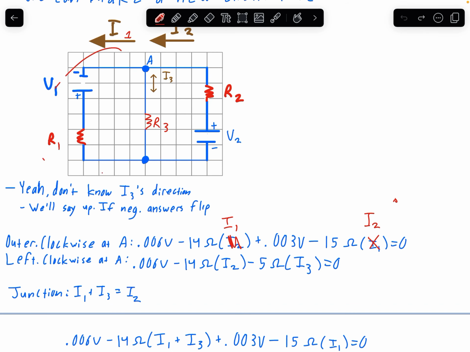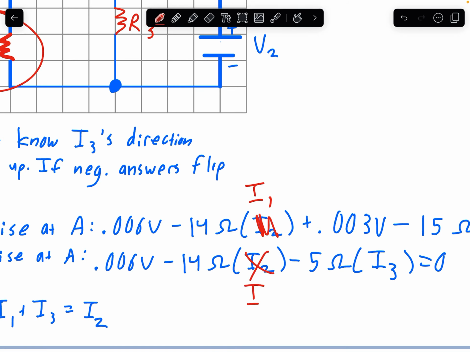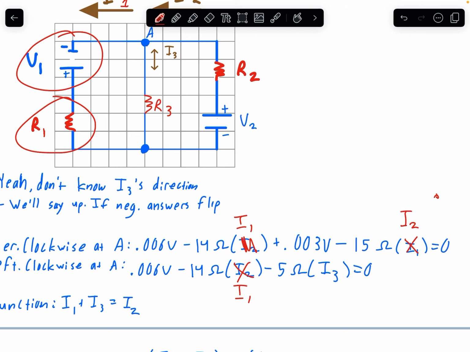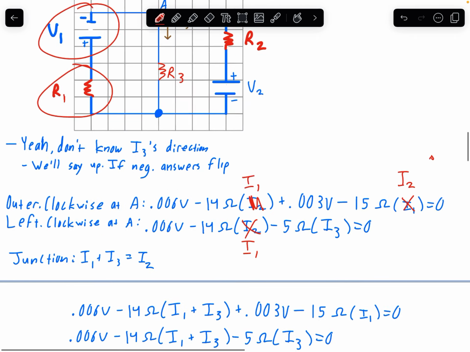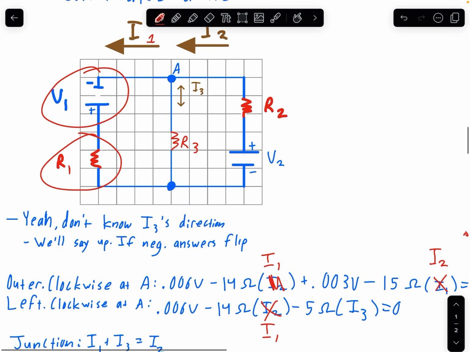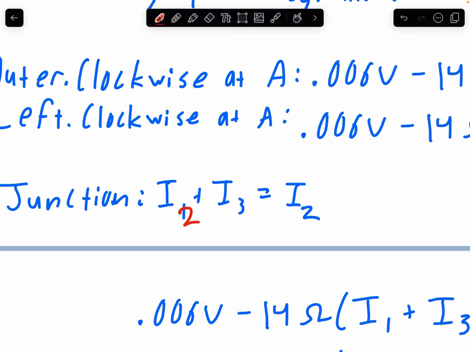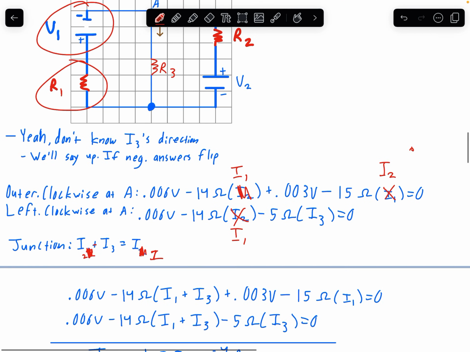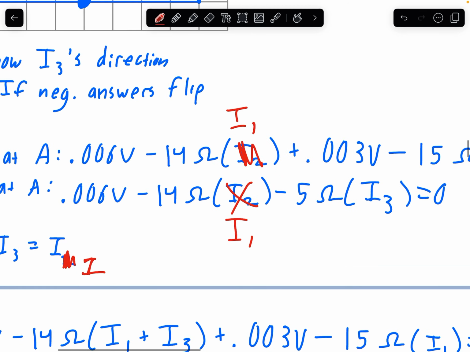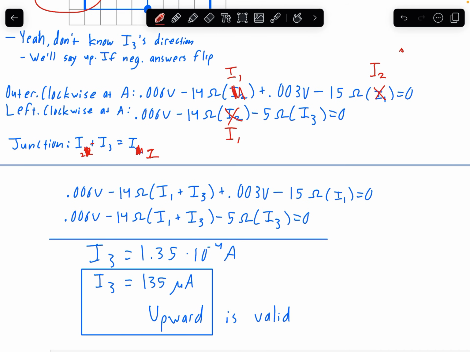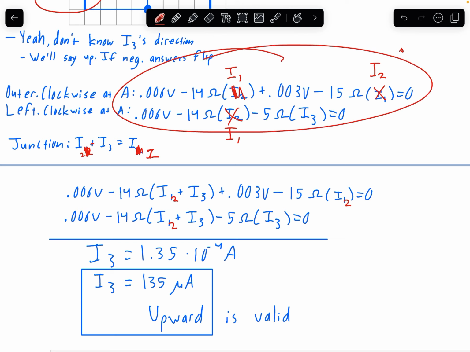For our leftmost loop, we add V1, subtract R1 times I1, and then we go up into the center here and subtract R3 times I3. And then we also have the junction rule, which states that I2 plus I3 equals I1. Sorry I had to correct the currents there, but everything was consistent. My naming was just off. Then we go back to our two loop equations, and for I1 we plug in I2 plus I3. Really simple, because then it's just a system with two variables.